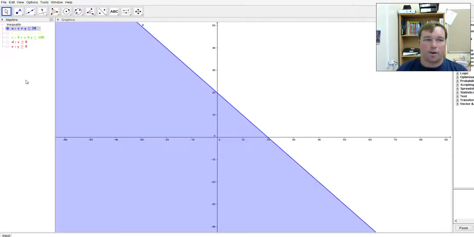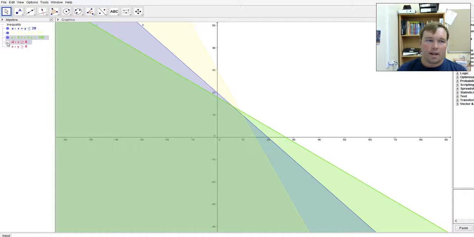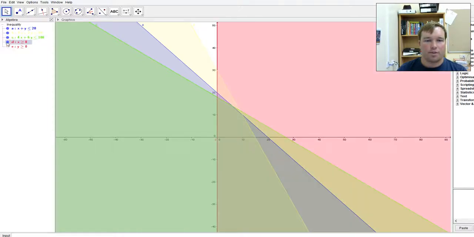x plus y is less than or equal to 20. And you can see they've shaded the region they require. Less than or equal to 20. 4x plus 2y is less than or equal to 60. Looks like that line there. And the other one. And now x greater than or equal to 0, y greater than or equal to 0.